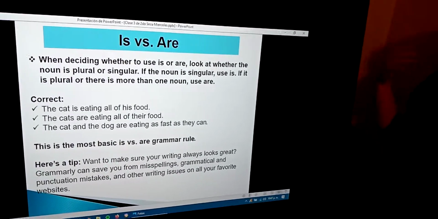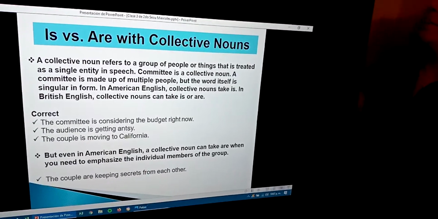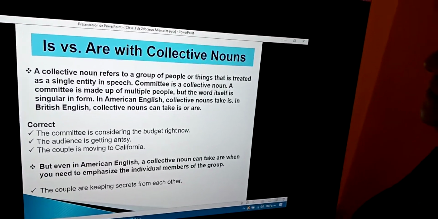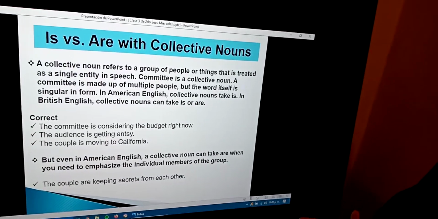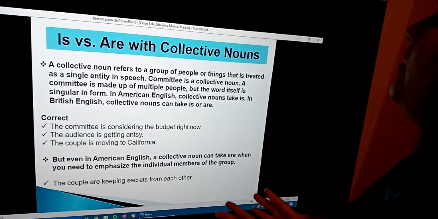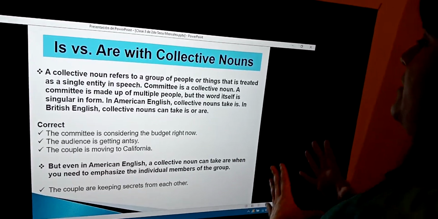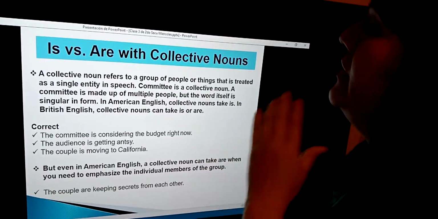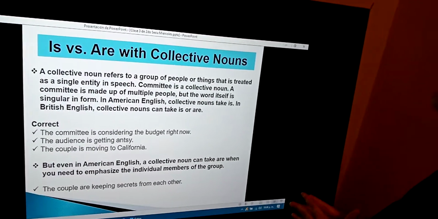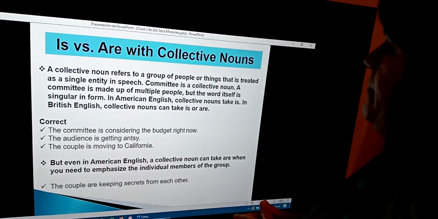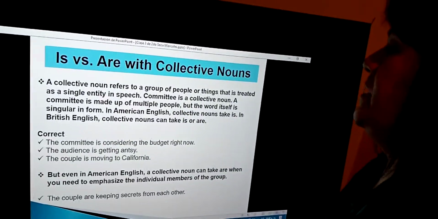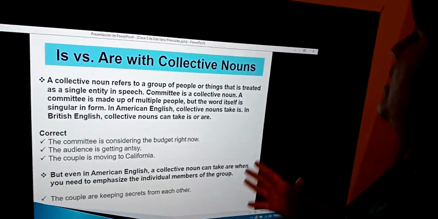Is is for singular and are is for plural. Next, is and are with collective nouns. A collective noun refers to a group of people or things that is treated as a singular entity. Okay, a collective noun refers to a group of people or things, as a singular entity. Company is a collective noun.